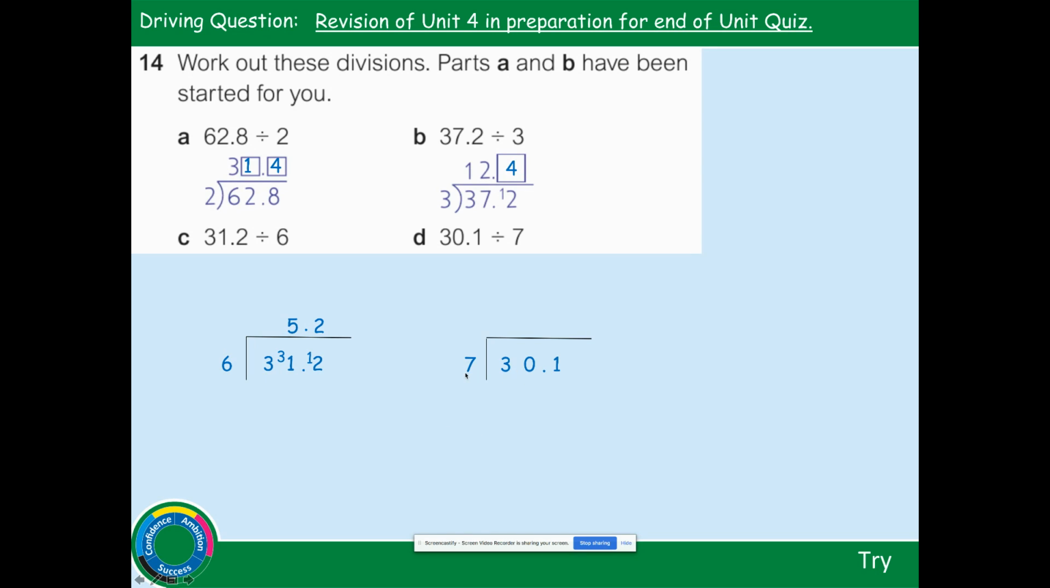30.1 divided by 7. Line up your decimal first. 7 into 3 doesn't go, so I put the 3 next to the digit on the right. 7 into 30 is 4. 4 sevens are 28, 29, 30. That means there's 2 left over. So 2 goes next to this 1. 7 into 21 goes 3 times. There's nothing left over. So your answer is 4.3. Okay? Press pause if you need to make some corrections and press play when you're ready to carry on.